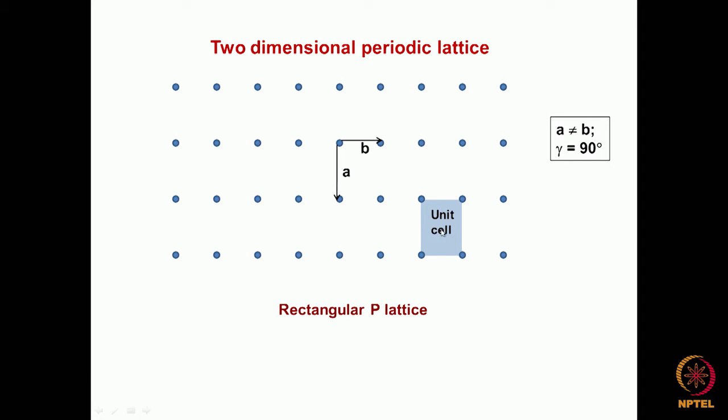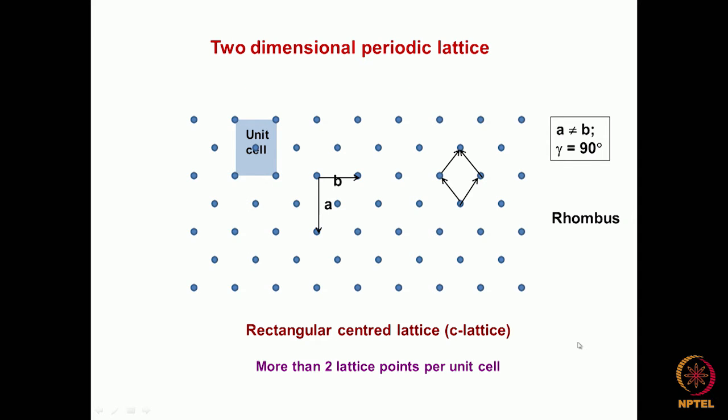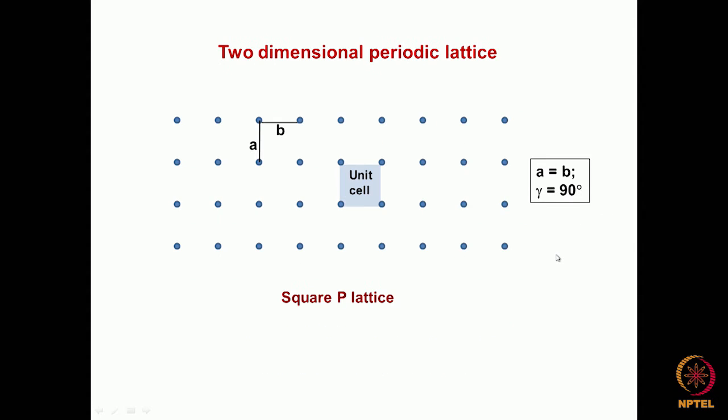Okay. This is another type of lattice where, if you look at it, the angle between A and B, the two axes, is 90 degrees, but A and B are not equal to each other. This is a rectangular lattice. Similarly, we can consider another lattice where we find that there is one more lattice point in between. So, this is called a centered lattice. Here again the A and B axes, the lengths are not equal, but the angle between them equals 90 degrees.